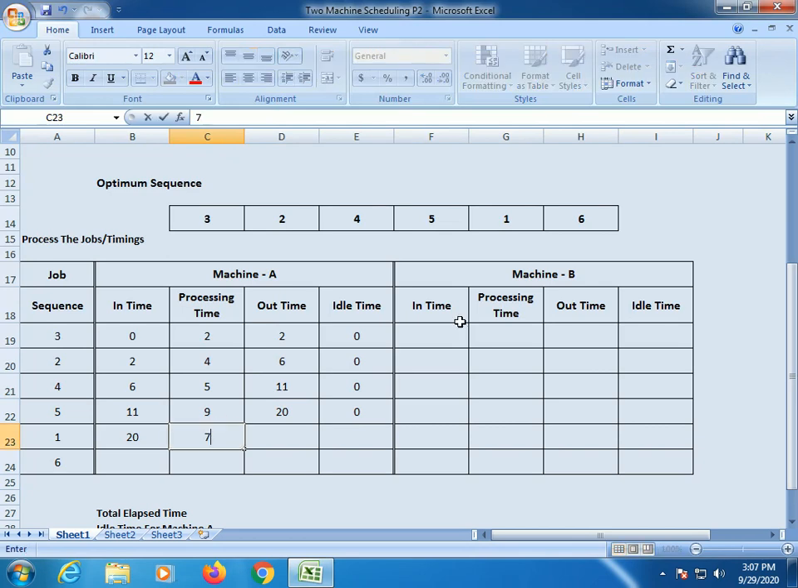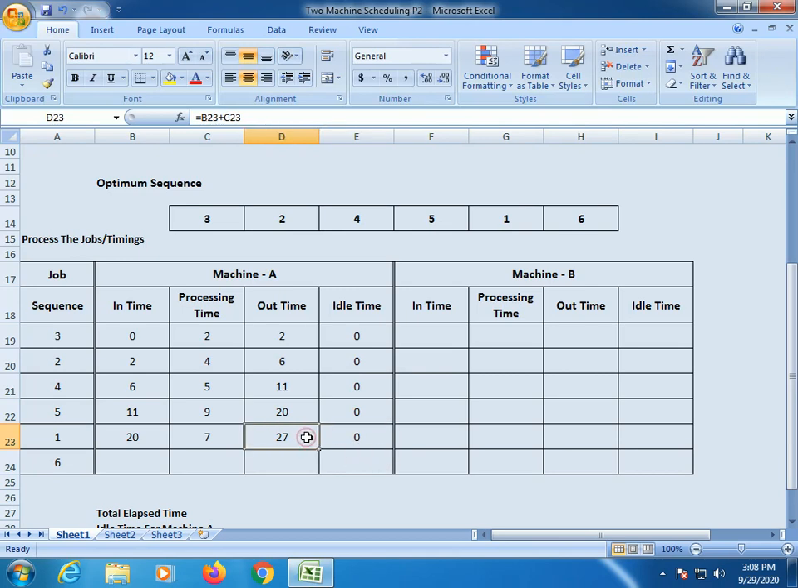7 is the processing time, and here we have to add these two values, so we will get the out time of the present job. So at 27 hour we complete the first job on machine A. So what is the idle time here? The idle time is the previous job out time minus the present job in time, so 0. So if there is any gap, that we have to take as idle time.